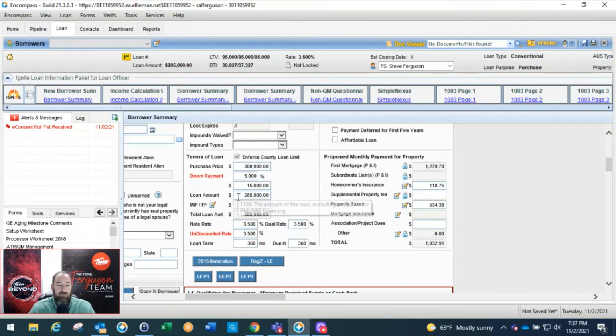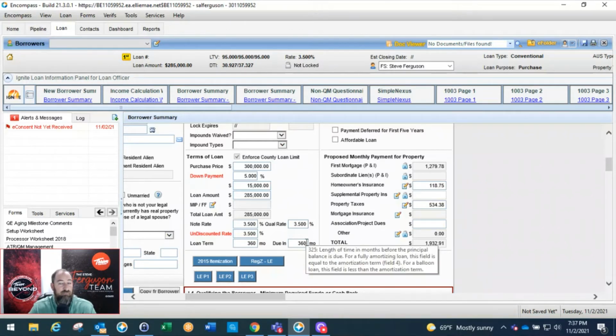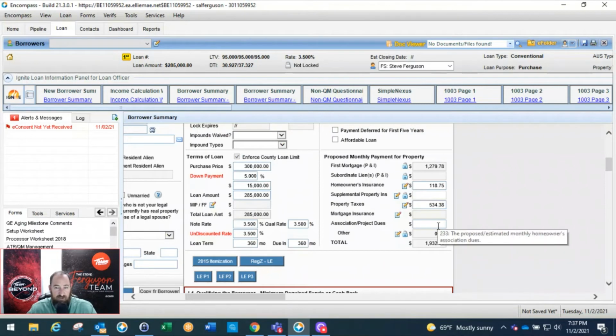Now we have a loan amount of $285,000. I'm going to keep the rate the exact same. We're going to keep the insurance the same, the property taxes the same, because I want you to be able to compare these programs. So 5% down, our payment's $1,932.91, but we're missing something because this is a conventional loan.